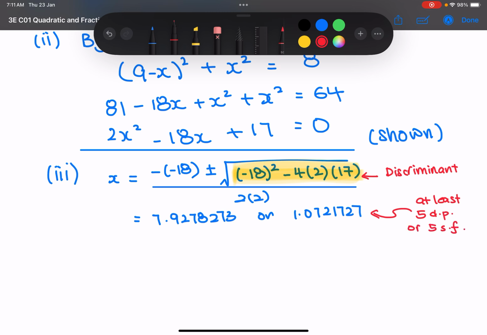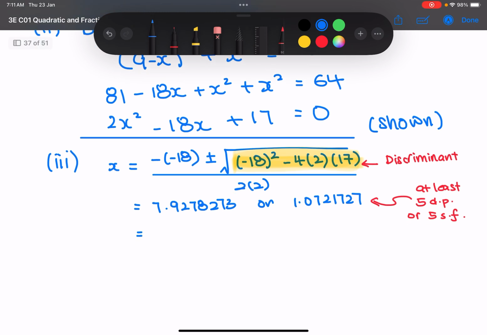This question talks about decimal places. So I'm using 5 decimal places, minimal. If you want to be brainless, copy all. Then, final answers. They say solve, right? It means there are 2 answers. Don't reject, solve, 2 answers. 3 decimal places. 928 or 1.072.